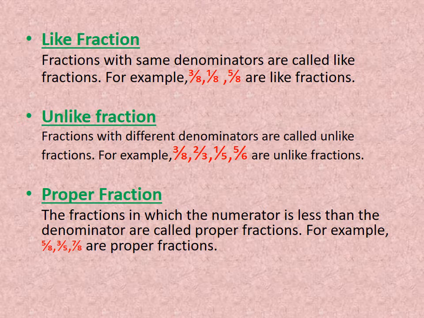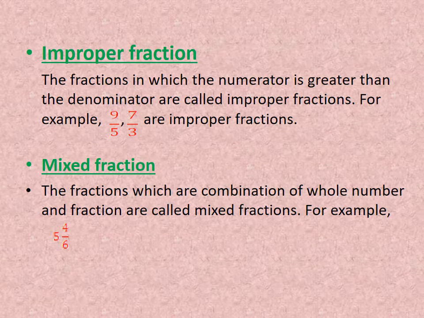Proper fraction. The fractions in which the numerator is less than the denominator are called proper fractions. Improper fraction. The fractions in which the numerator is greater than the denominator are called improper fractions. Mixed fraction. The fractions which are a combination of whole number and fraction are called mixed fractions. For example, 5 4 by 6. Here 5 is a whole number and 4 by 6 is a proper fraction.